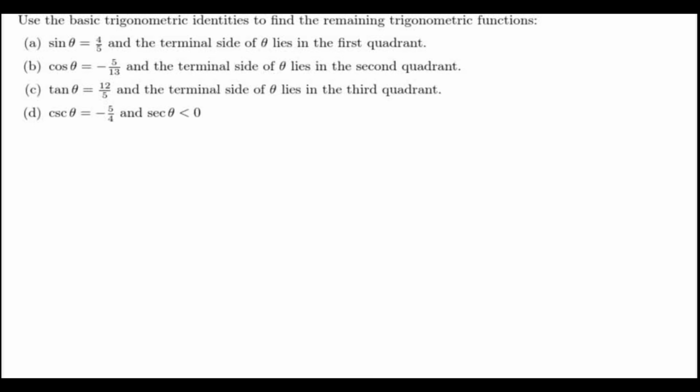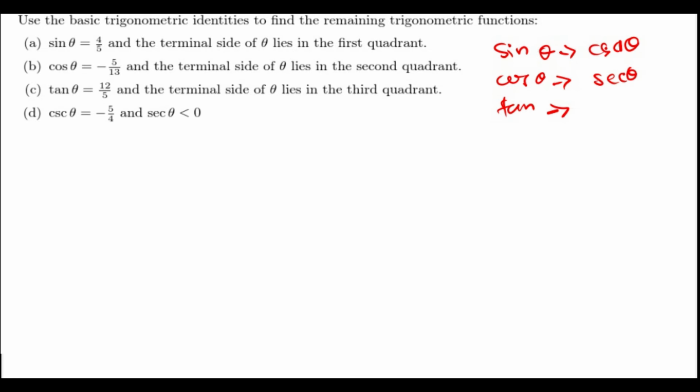So what do they mean when we say we are finding the remaining trigonometric functions? Remember, what we have is sine theta, so we are going to have cos theta, and tan theta. Again, we are also going to look at the reciprocals of these, which are cosec theta, sec theta, and cot theta. So you are not only finding the sine, cos, and tan, but we're also finding cosec, sec, and cot.